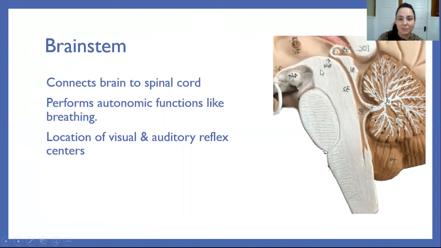Your brainstem is next, and it's this area before it becomes the narrow spinal cord and it's only those long axons running down. We have an area that we call the brainstem. Now, this is where we have the autonomic functions occurring. Our breathing is being controlled by this brainstem.